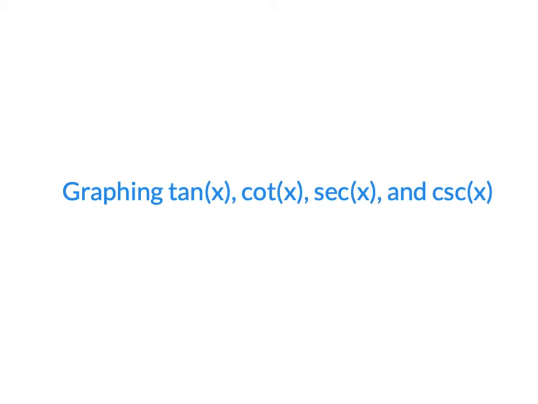In this lesson, we're going to explore the graphs for tangent x, cotangent x, secant x, and cosecant x, with the goal of actually drawing our own graphs if we're given an equation. So let's first take a look at the parent graphs for each of these equations, and then also some transformations that we can perform for these.